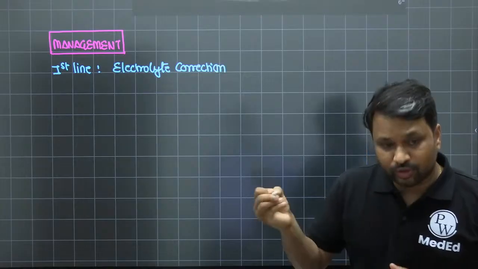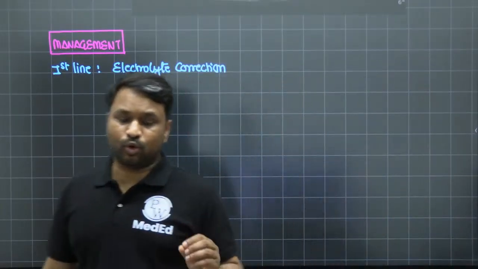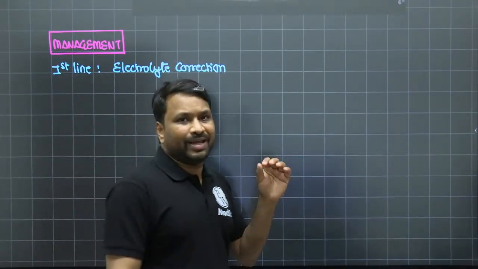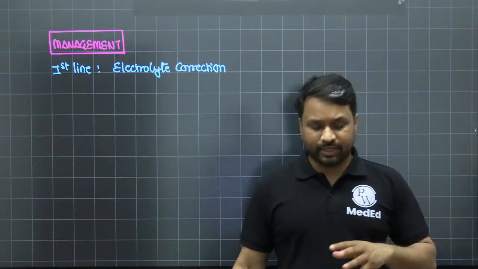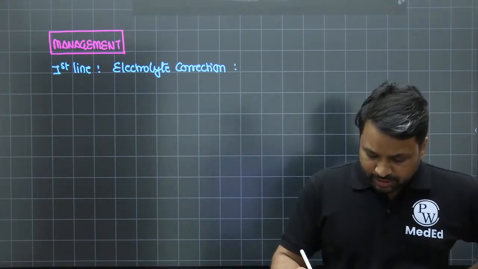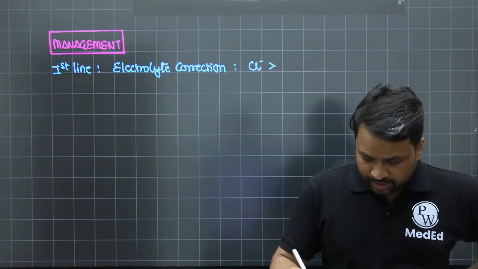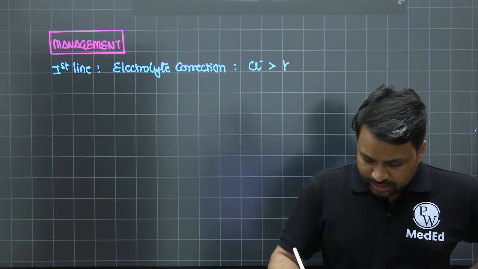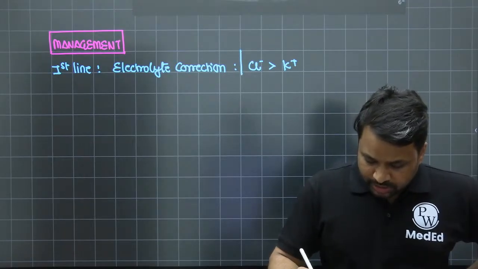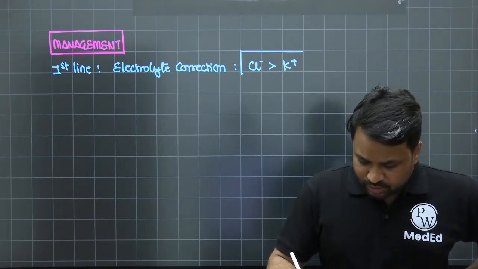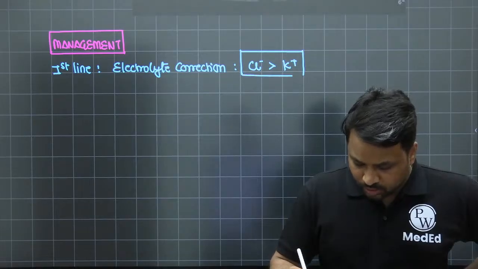It is the electrolyte correction that we already spoke about. ठीक है, क्योंकि patient को पहले electrolyte imbalance है, so you have to correct it. Now we say what is the most important electrolyte to be corrected? It is chloride. After the chloride, it is potassium. Usually sodium is not deficient, so you don't need to worry about it. This is the order of correction.